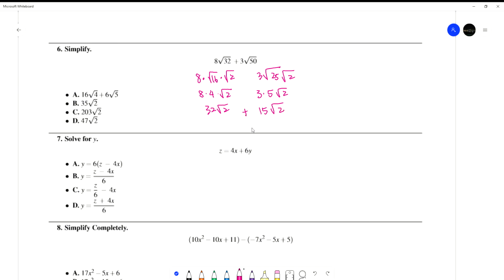So we are adding these like radicals, right? Radical 2, radical 2. 32 plus 15 equals 47 radical 2. D.